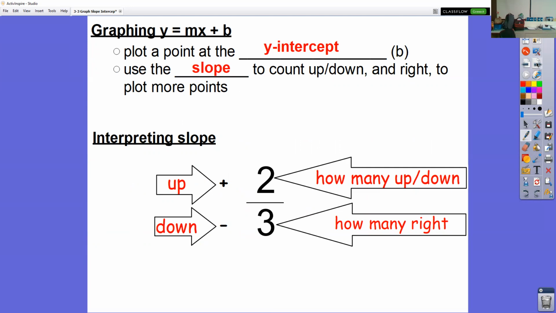Interpreting slope. If it's positive, the slope is going up. If it's negative, the slope is going down. 2/3, for example, the top number tells us how many to move up or down, whether it's positive or negative. And the bottom number tells us how many places to move to the right. You're always going to move to the right, no matter if it's positive or negative with the bottom number, because that's how slope is calculated.